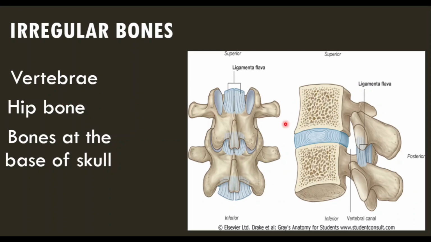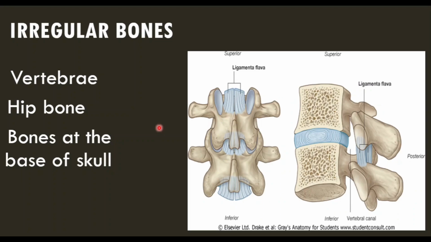The bones in the vertebral column are irregular bones, meaning they don't really have a definite shape. They're just irregular. The vertebra is an example of an irregular bone. The hip bone is an example of an irregular bone, and the bones at the base of the skull are examples of irregular bone. So that is all for the skeletal system.